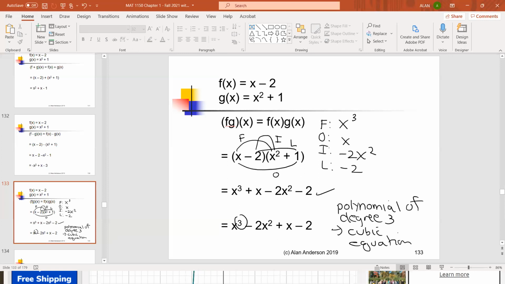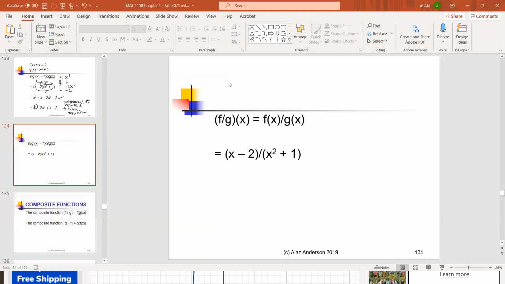All right, and then we have division to deal with. There's not much you can do with this one. I mean, really, you've got x minus 2 over x squared plus 1. What can you do with it? Nothing really. Sometimes you can, though, but not so much here, so you just leave it alone.